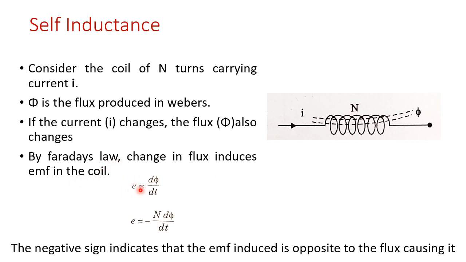Therefore, it is written as E is proportional to d phi by dt. When there is a change in flux, the induced EMF will also change, and E is equal to minus N into d phi by dt, because N, the number of turns, is the proportionality constant. The negative sign indicates that the EMF induced is opposite to the flux causing it.